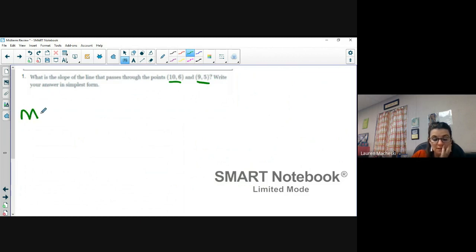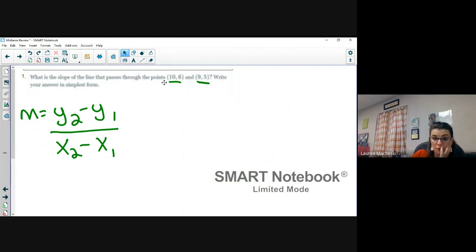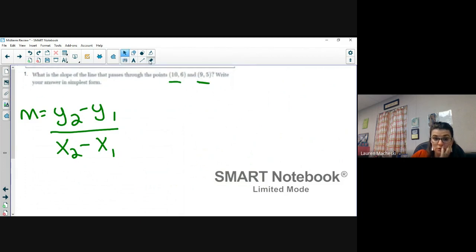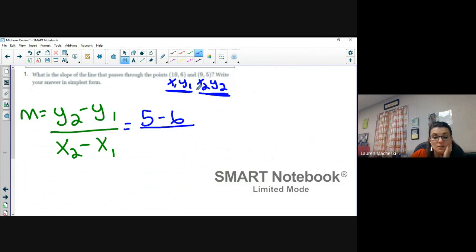Remember, in order to find slope, we use the formula y2 minus y1 divided by x2 minus x1. And in order to figure out your y2, y1, x2, x1, I'm going to label. This is your x1, y1 because it's your first x, your first y. That's your x2, y2 because it's your second x, your second y. So 5 minus 6 divided by 9 minus 10.